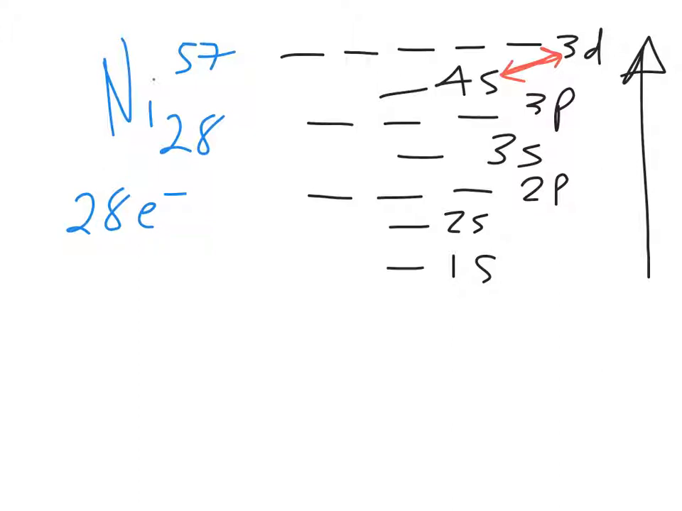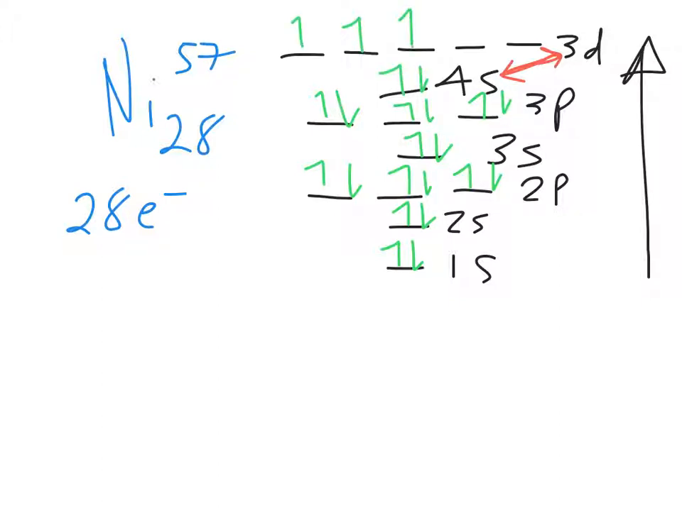So let's start putting our 28 electrons in. 1, 2, 3, 4, 5, 6, 7, 8, 9, 10, 11, 12, 13, 14, 15, 16, 17, 18, 19, 20, 21, 22, 23, 24, 25, 26, 27, and 28. Okay, so now we've assigned all of our 28 electrons to the subshell that they're inhabiting. And now we're going to write out what the electron configuration is.